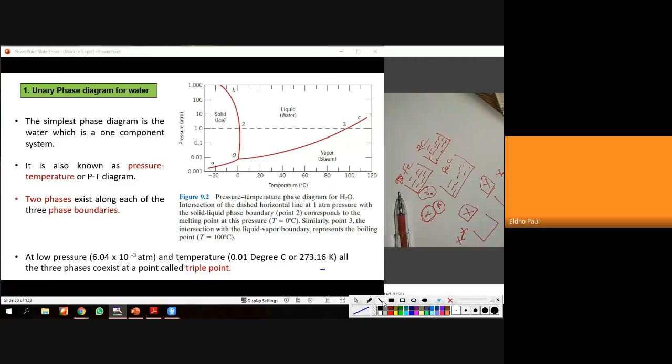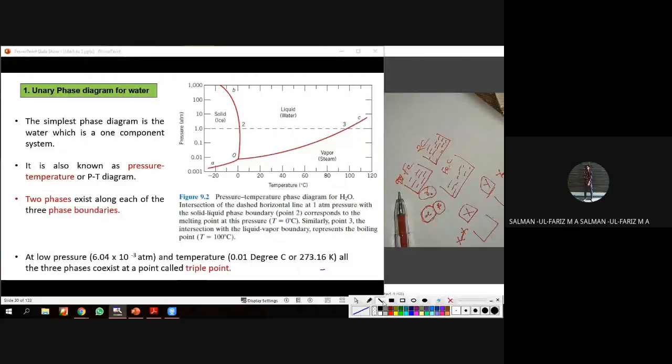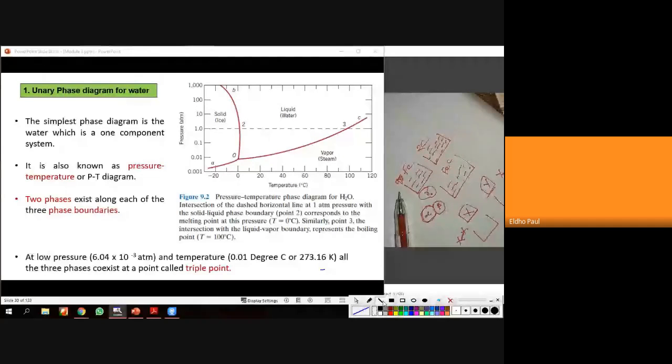What is the corresponding pressure? At what pressure are the freezing and boiling points 0 and 100? 1 atmosphere. In our normal pressure in atmosphere, that is 1 atmosphere pressure.